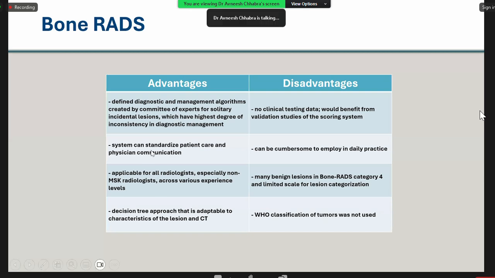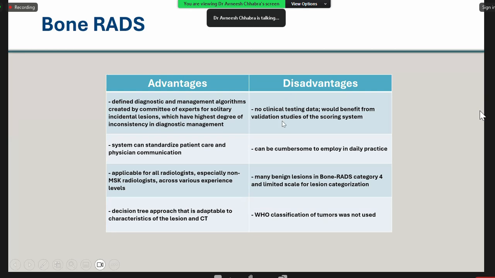And the system can standardize patient care and physician communication. It's applicable to all radiologists who look at those X-rays, especially non-MSK radiologists. They can give some points based on the margins, etc. And there's a decision tree approach.